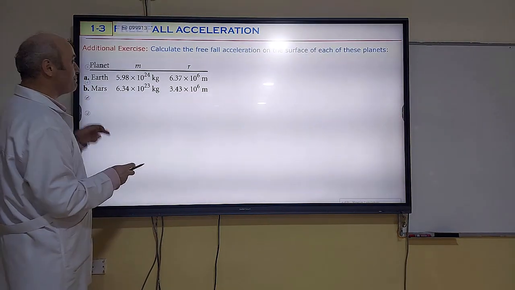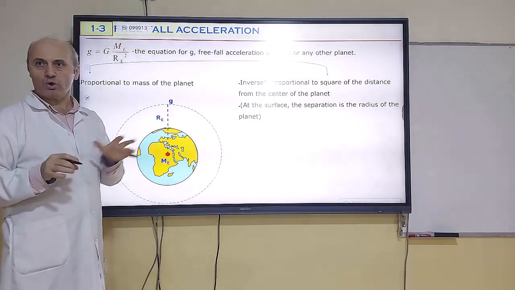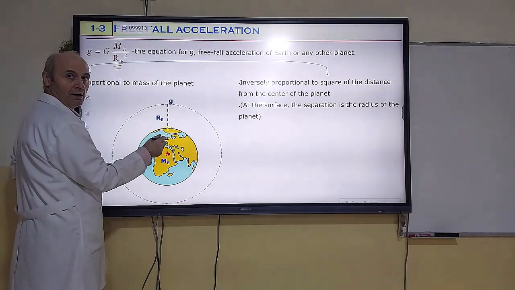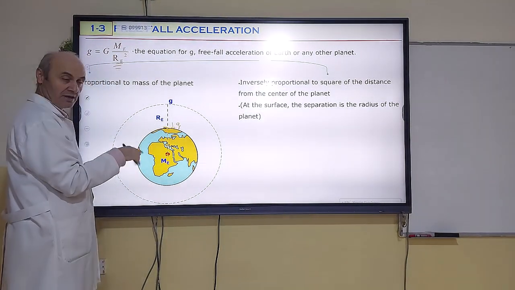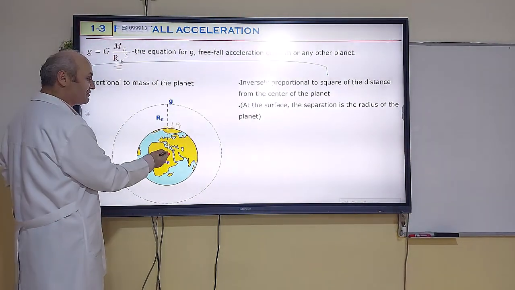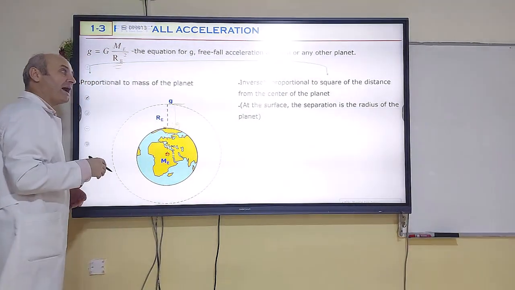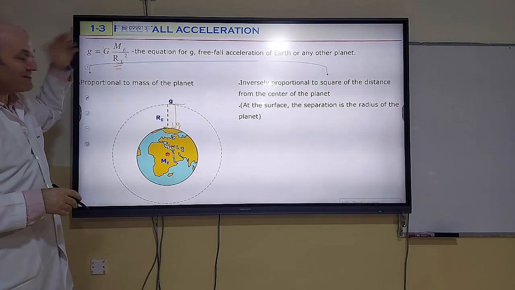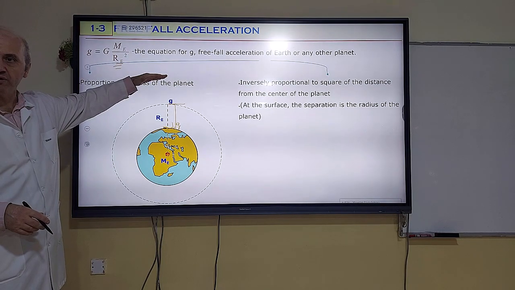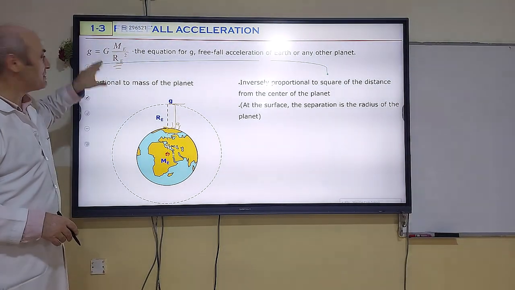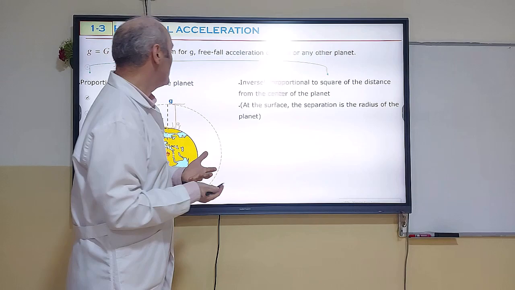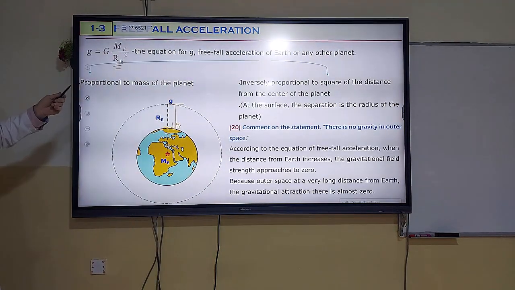The planet's mass is important, but not only the planet's mass. Also its radius is important, the radius from the center to the surface. If you are going to calculate g on the surface, you can write this. What about g if you are going to calculate it in the sky? You have to take the distance from the center to that point. And that's why I wrote this. It is the distance from the center of the planet to the point for which you are calculating this free fall acceleration. So g, free fall acceleration, is proportional to the mass of the planet, but inversely proportional to the square of the distance from the center of the planet.